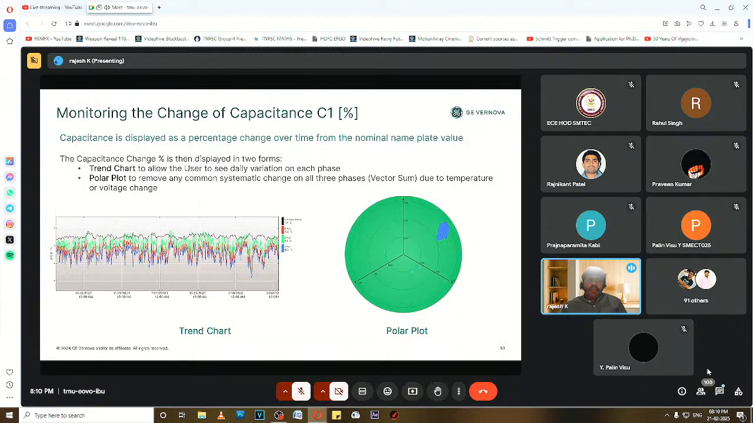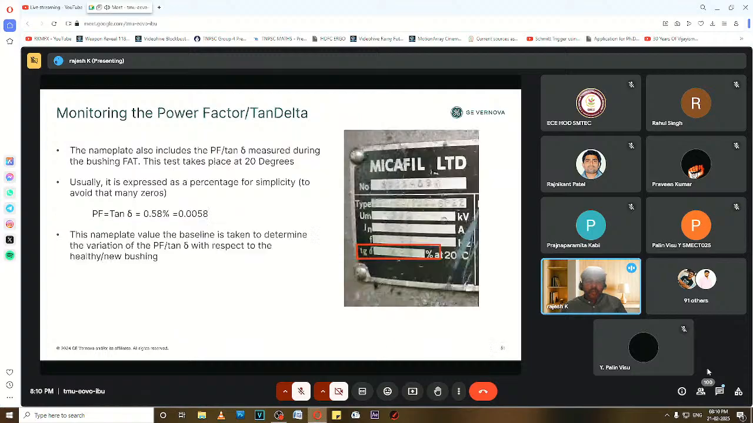Okay. And then we can monitor the change in capacitance over a period of time, how it is getting degraded. This can be plotted in a graph. And this can also be given for any kind of maintenance alarms or to take any precautionary measures as and when required. So having said that, we can also have a look at the tan delta. Tan delta usually we mention in terms of percentage instead of the decimal value. So the tan delta value can also be monitored continuously, and we can give an alarm using the same technology.